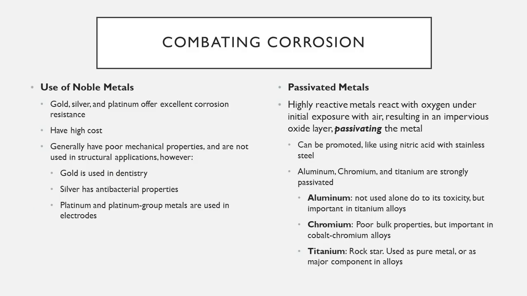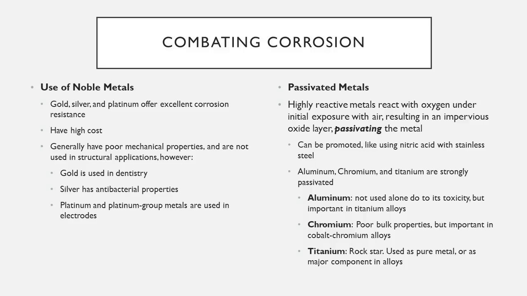Now, there are two broad approaches to combating metal corrosion. The first being the use of what are called noble metals, right? These are examples of platinum, gold, silver, the classic jewelry metals, in part because they have excellent corrosion resistance. Now, some downsides of this is that they have high costs, and also they generally have poor mechanical properties, right? We wouldn't want to have a hip implant that's made of gold, no matter how baller you are, nor silver or platinum.